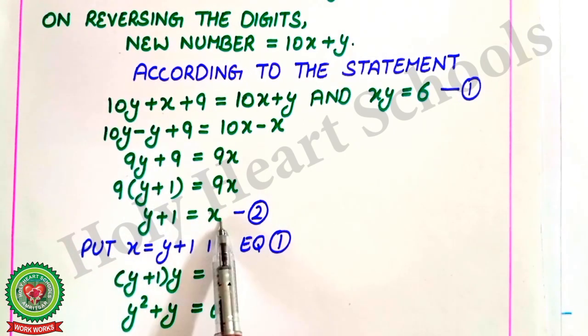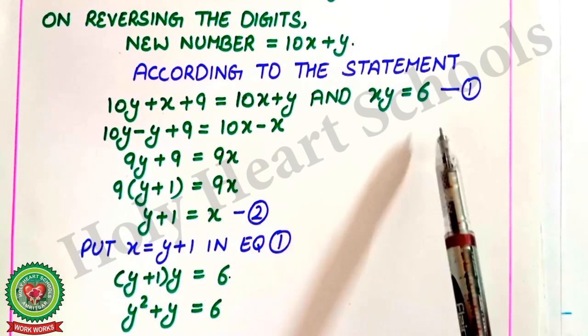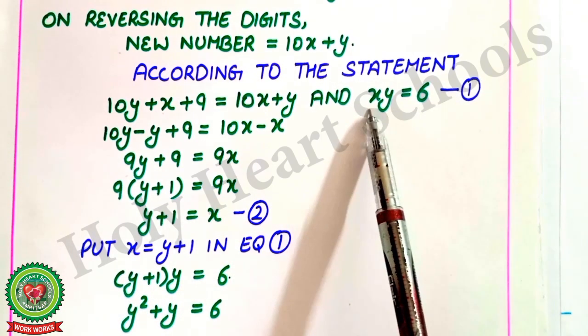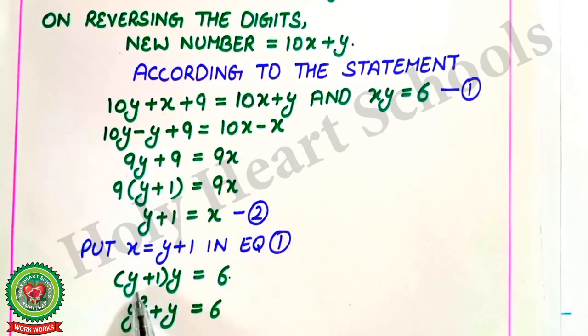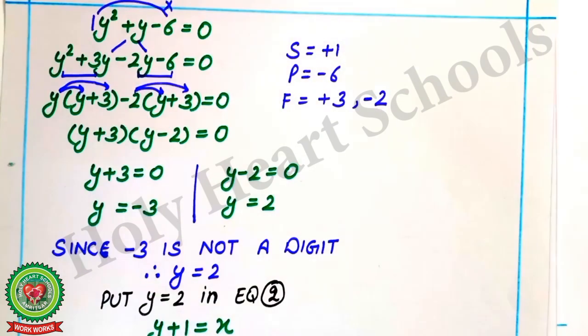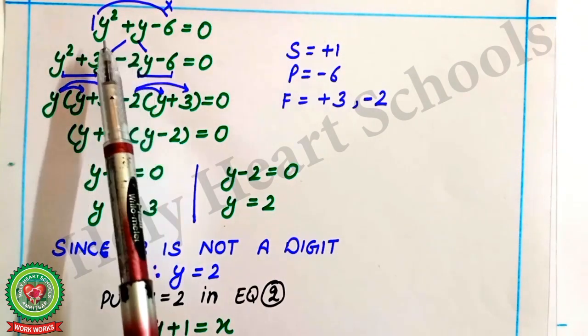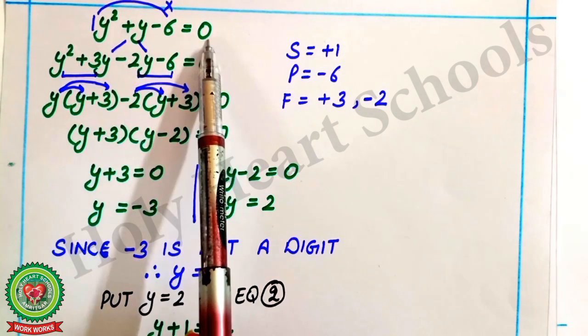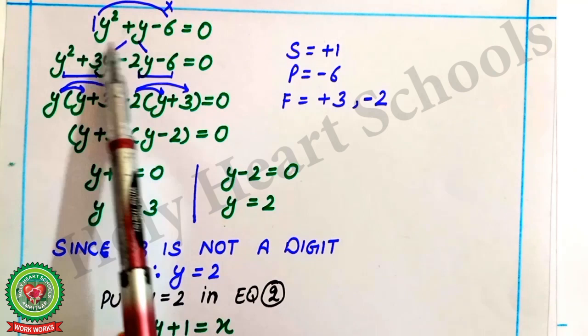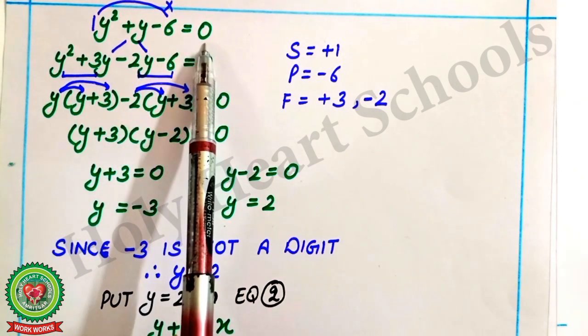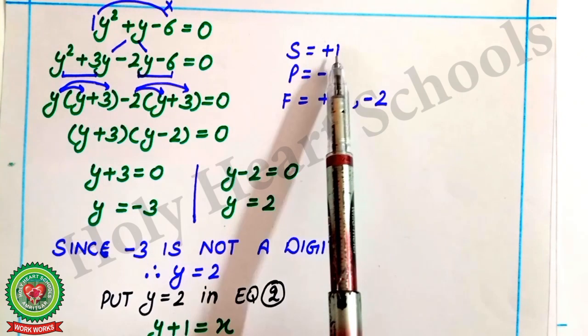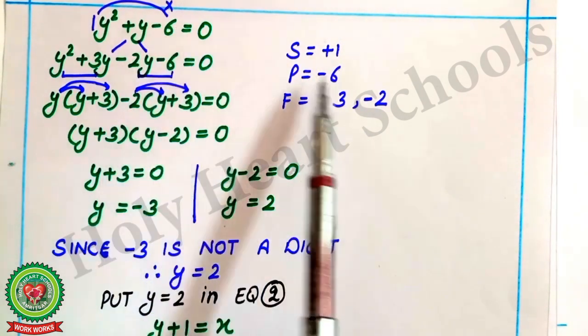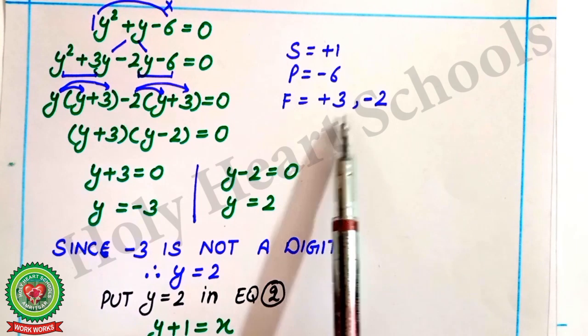Now put x equals y plus 1 in the first equation. After filling the value of x, (y plus 1) into y equals 6. After the arrow method, y square plus y equals 6. After collecting all the terms, y square plus y minus 6 equals 0. This is in the form of a quadratic equation. Now by using the factorization method, the sum is plus 1 and the product is minus 6. So the factors are plus 3 and minus 2.